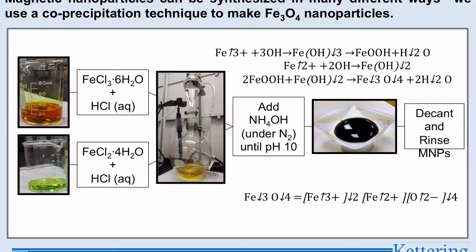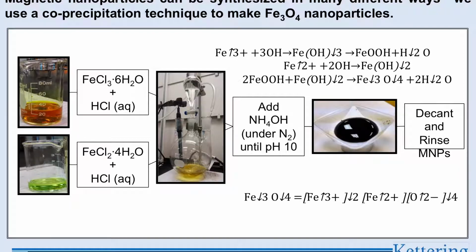We add a bunch of hydroxide ions. They react to form iron oxyhydroxide, which then through another reaction precipitates Fe3O4 or iron oxide. So what we're left with is these black particles that can be suspended in a fluid, typically water.